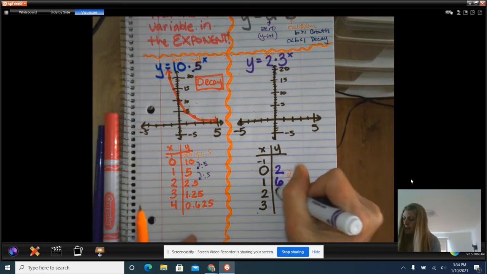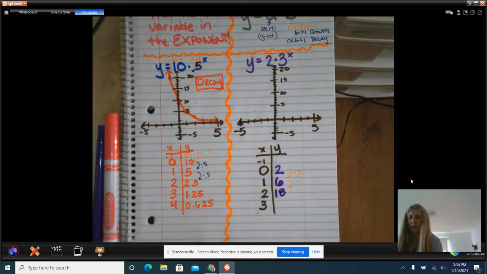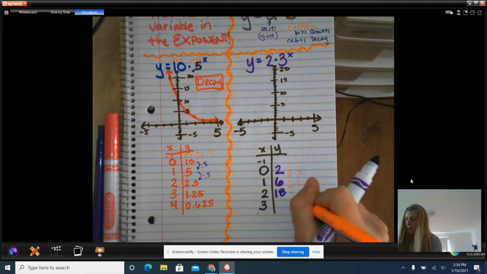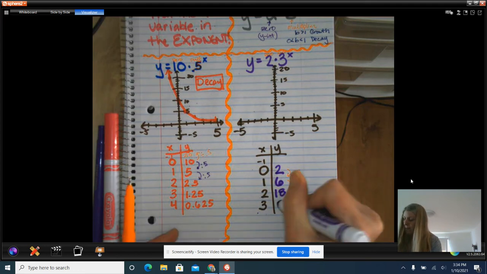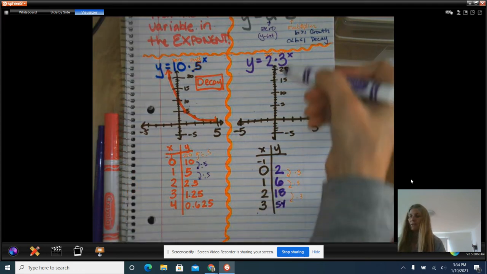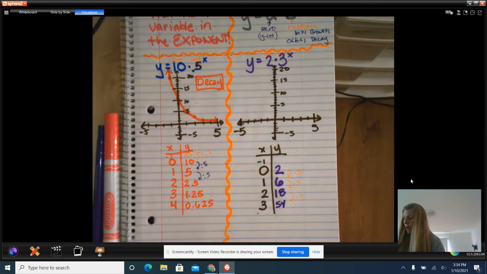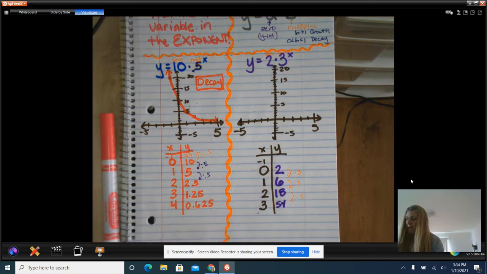We're going to continue that. 6 times 3 is 18. Once again, use your calculator if you need to for these. And finally, 18 times 3 is 54. And as you can tell, it gets big so fast, that's going to already be off our table. Now, we need to work backwards in order to find out what our -1 is, so we can see what's happening on the other side.